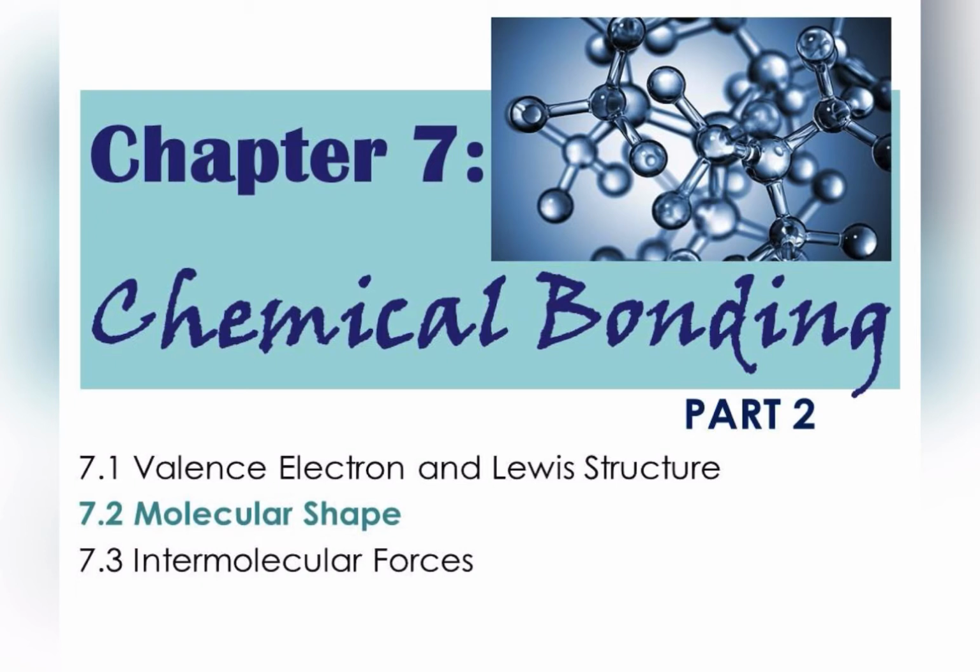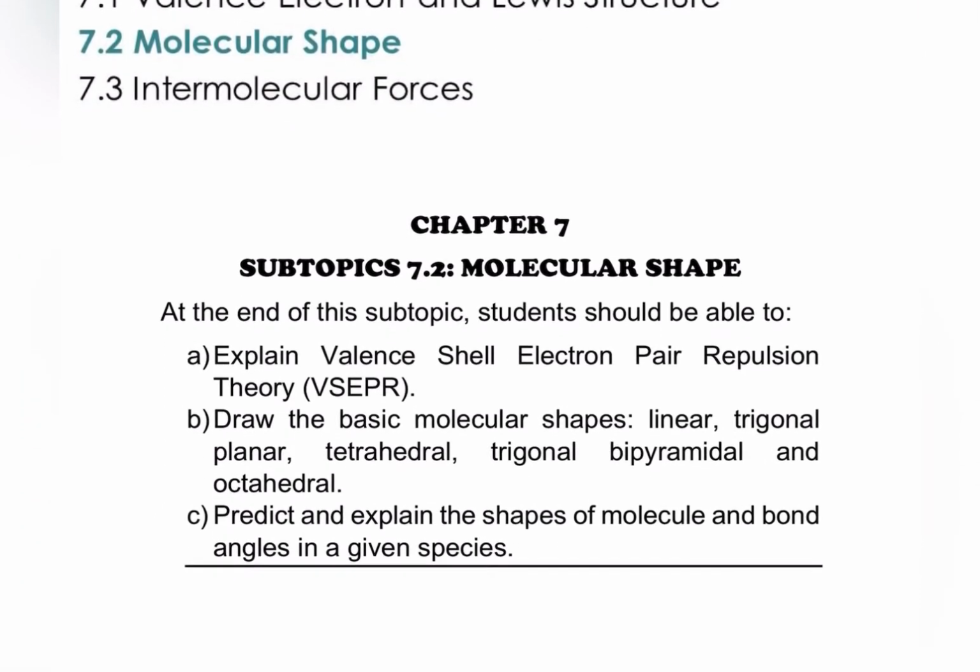We are going to focus on molecular shape. In this subtopic, you are going to learn how to explain the valence shell electron pair repulsion theory, or what we call VSEPR theory, and you have to know how to draw the basic molecular shapes and also predict, with explanation, the shapes of molecules and bond angles in a given species.